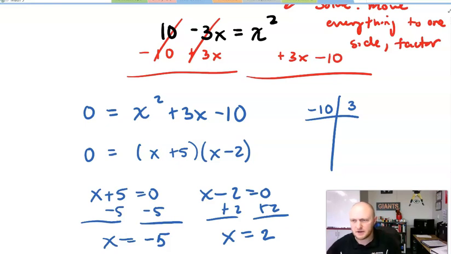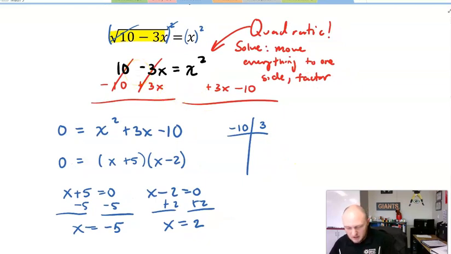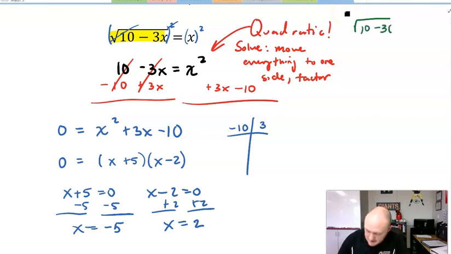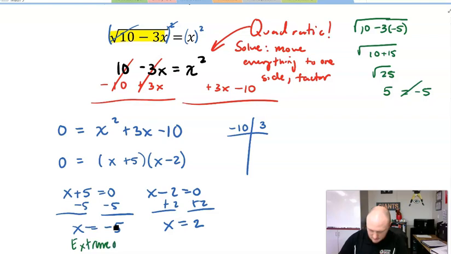Now, I need to check these. I'm going to go ahead and plug them in. And again, I'm going to check each one, but I'm going to plug them into the left side only. So the square root of 10 minus 3 times x, in this case, is negative 5. So we get 10 plus 15, that's 25. And the square root of 25 is 5. Okay, what's our right side? X. Well, in this case, our x was negative 5. So 5 is equal to negative 5. This is false. This is extraneous. Cross that out. Not an answer for x equals negative 5.